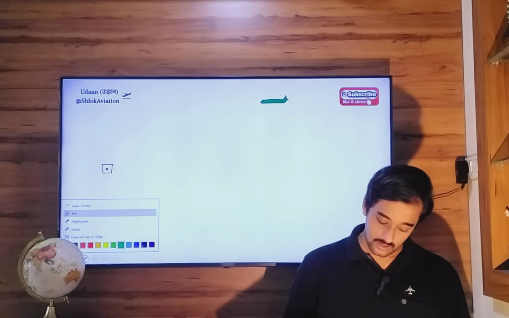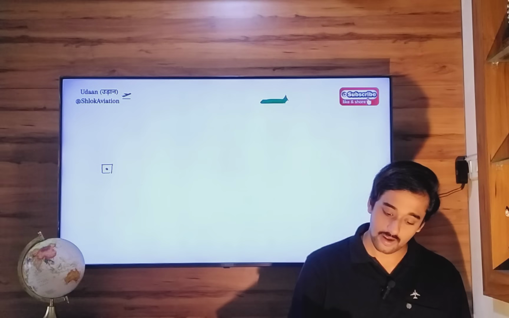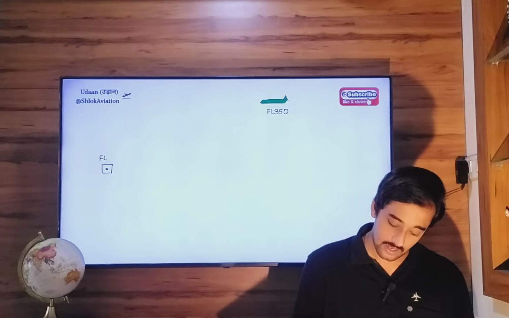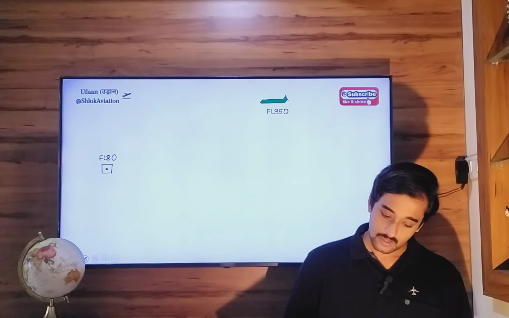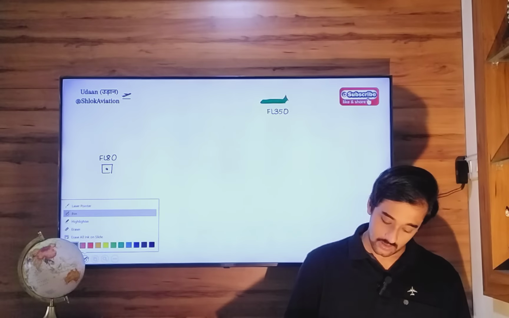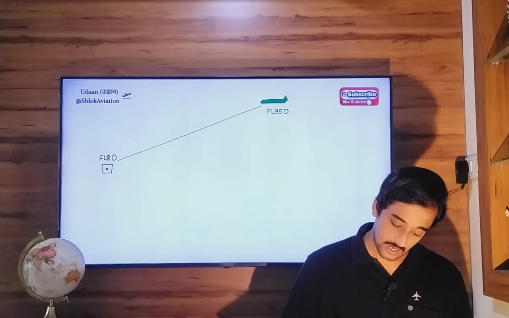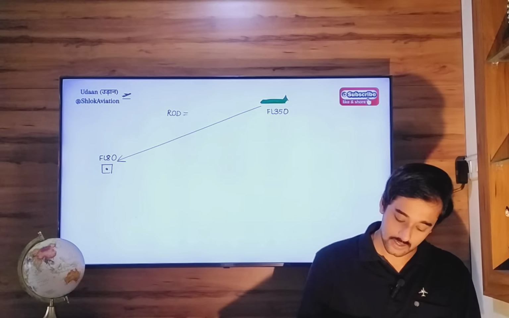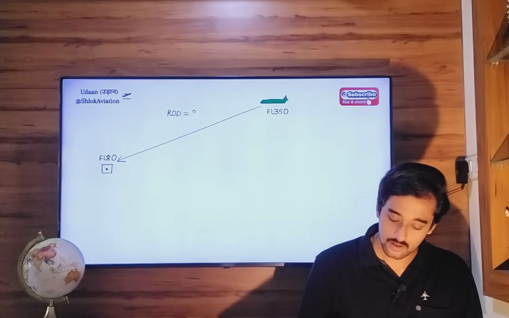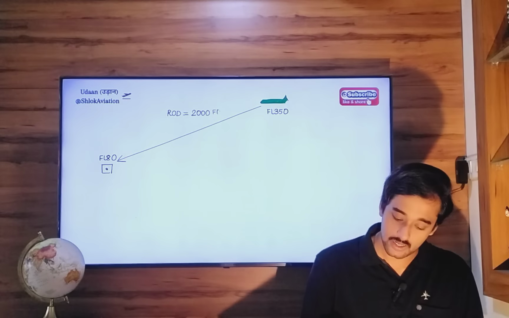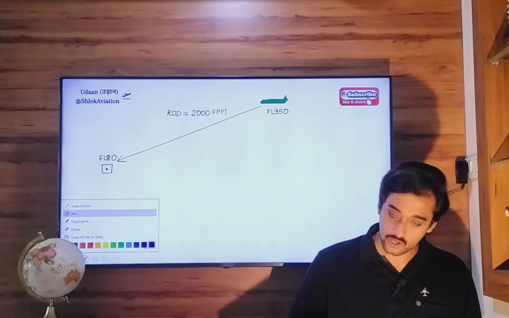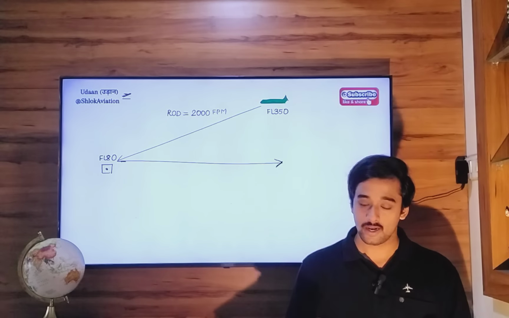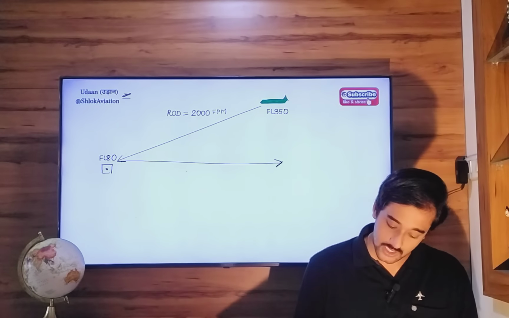And you are currently at flight level 350, have to descend to flight level 80. So this will be your rate of descent: 2000 feet per minute. You have to calculate your horizontal ground distance from this DME station, how far you are located from that ground station.